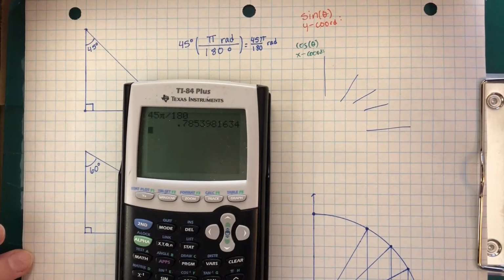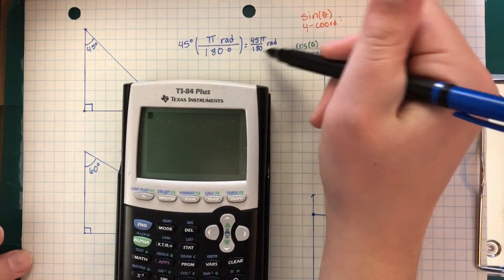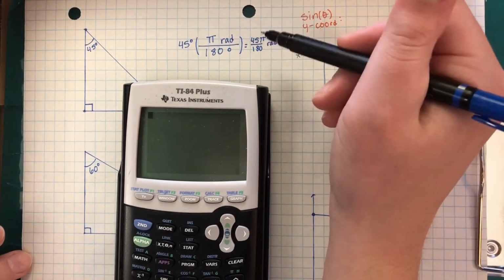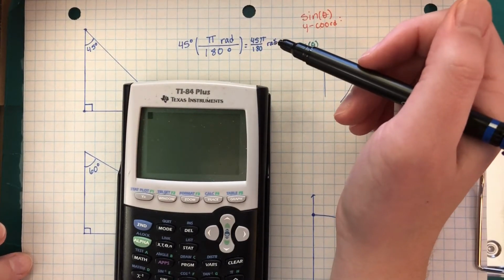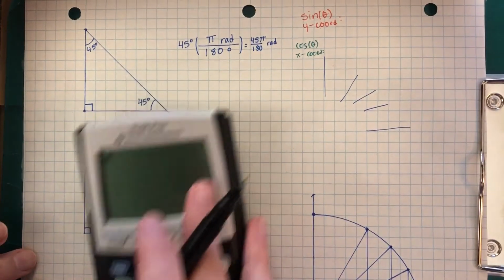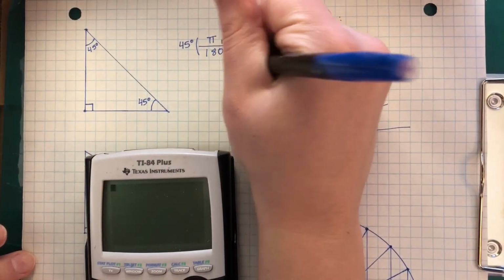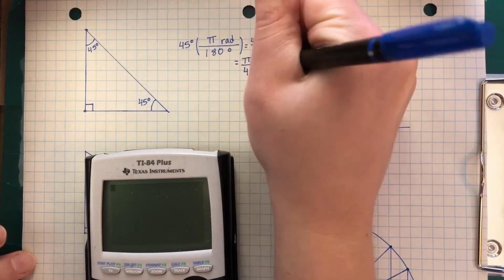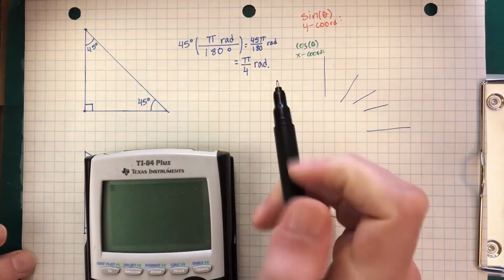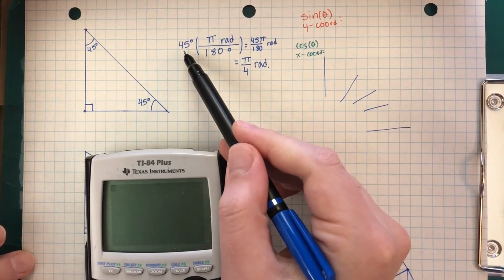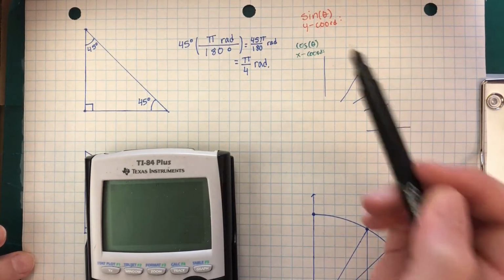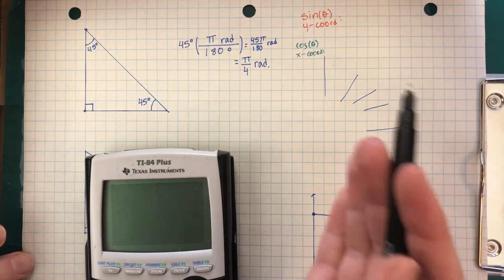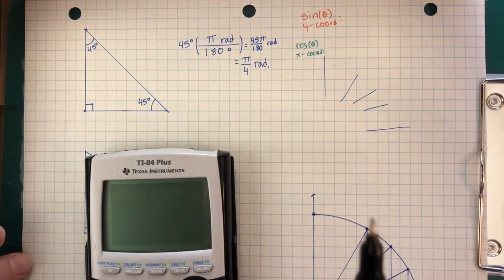But that's not actually the answer that I want. I want to leave my answer in terms of pi. So instead of getting a decimal number from this, I'm going to try to simplify this fraction and just keep the pi there. And it turns out that 45 is 1/4 of 180. So this ends up just equaling pi over 4 radians. So 45 degrees equals pi over 4 radians, or 1/4 pi radians. They are both 1/8 of a circle or 1/4 of a half circle.